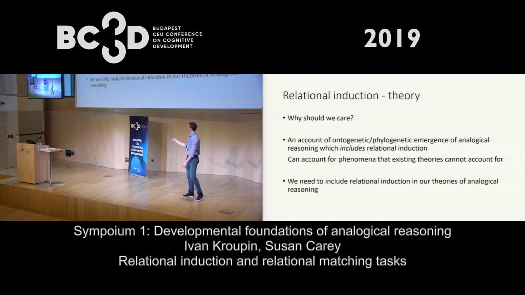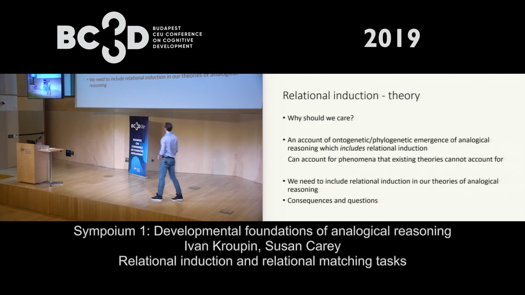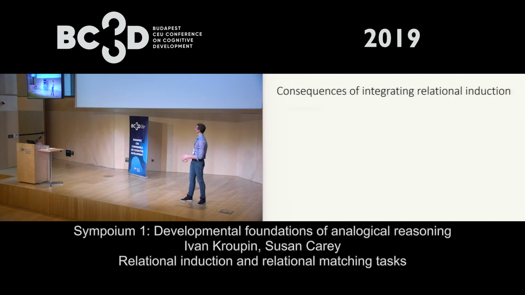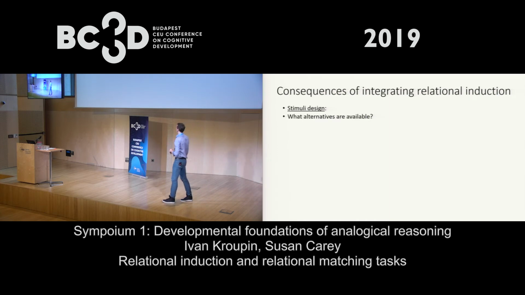And so briefly, I want to conclude by saying that I think that both a priori considerations and empirical data support the fact that we need to include this sort of concept of relational induction in our theories of analogical reasoning. And there's a series of consequences and questions that follow from this. I'll run through these briefly, starting with something as basic as stimuli design. As I've shown in the previous study, and as Rakshu has gestured in a previous talk, the alternatives available within the stimuli, the dimensions on which the stimuli vary, are going to influence how likely it is for any particular individual to focus on the relations in that context.